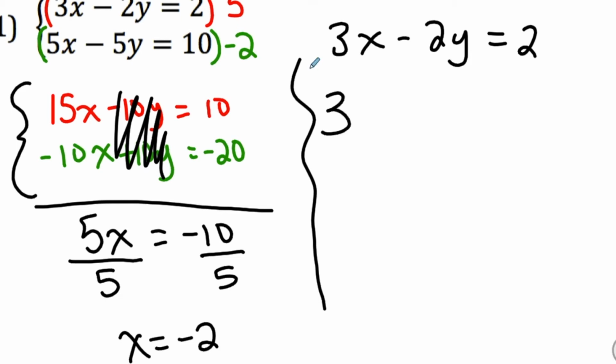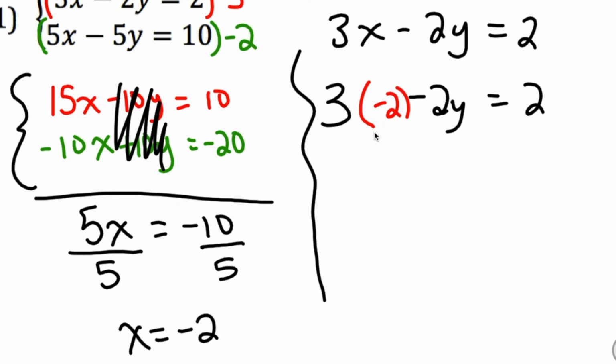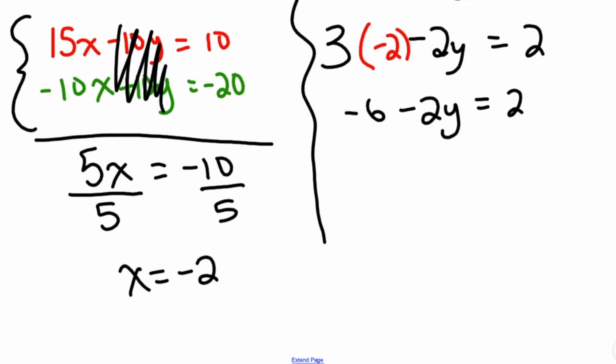So let's see what we get here. X, I'm replacing with the negative 2 because I know that is what x is equal to. So I'm going to plug that in there. And now I'm going to rewrite the rest of the equation. So minus 2y equals 2. So let's see what we get here. 3 times negative 2 is negative 6. Bring down the rest, minus 2y equals 2.